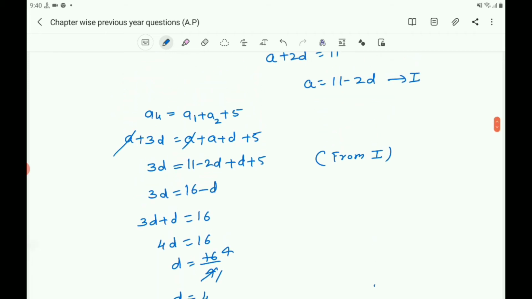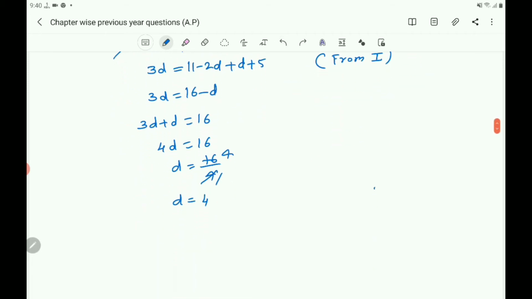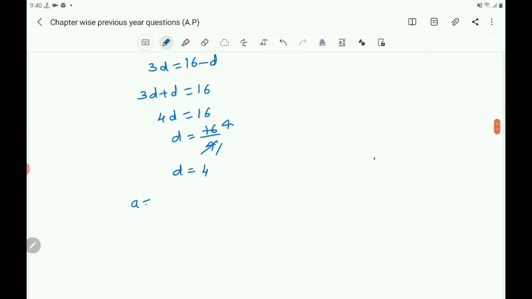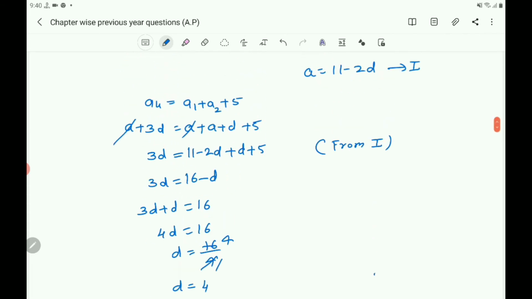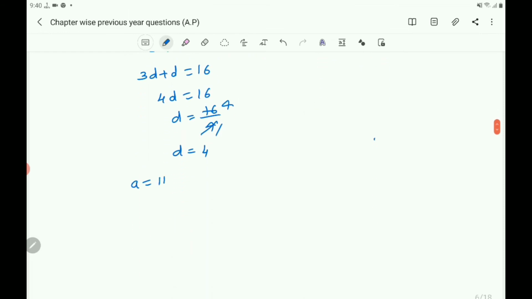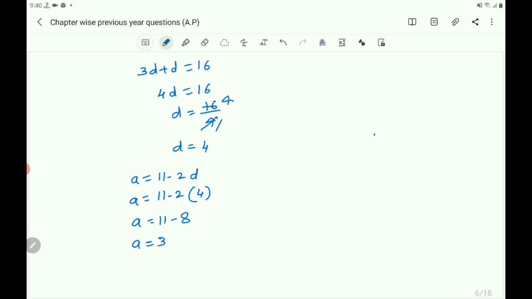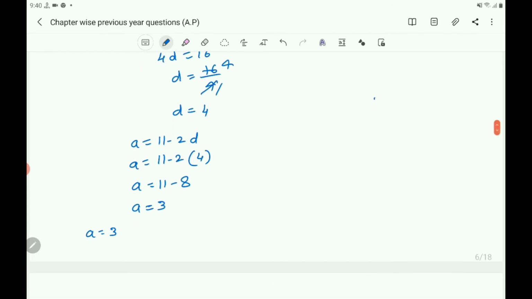And here you can get A by using this relation. A is equal to 11 minus 2D. So A is equal to 11 minus 2 into D. What is the value of D? D is 4. So A is equal to 11 minus 2 fours are 8. Then A is equal to 11 minus 8, which is 3. So you got A is equal to 3 and D is equal to 4.